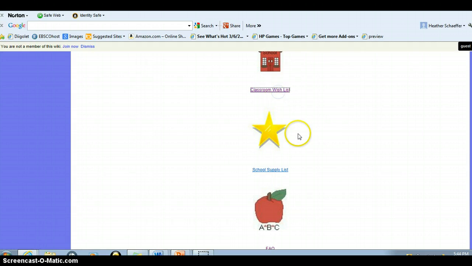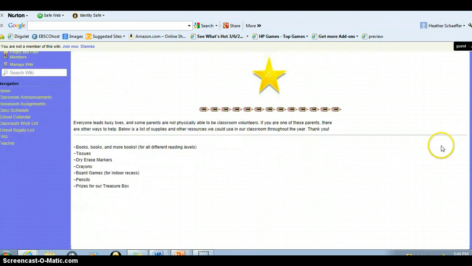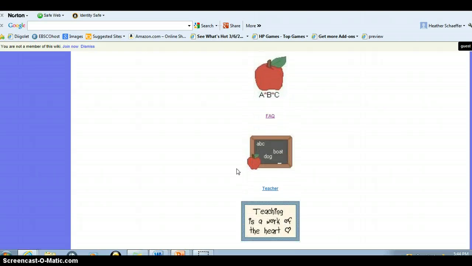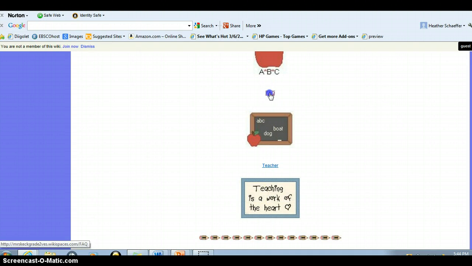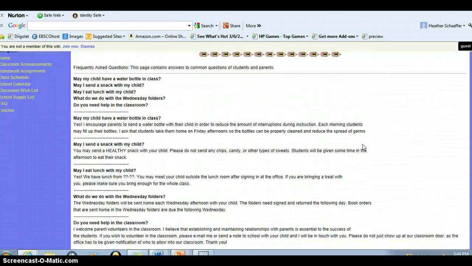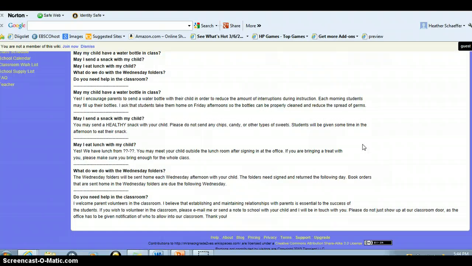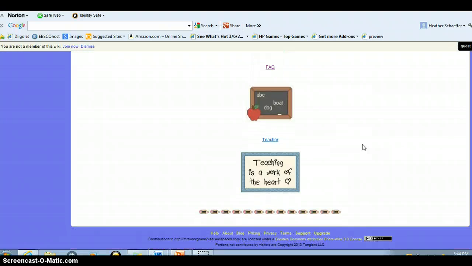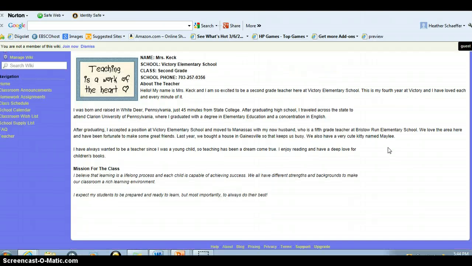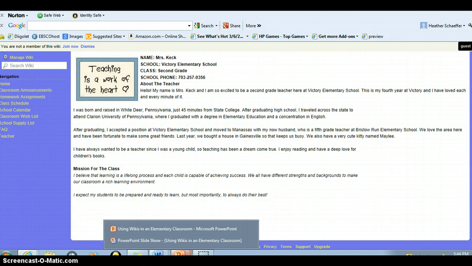Here she has a classroom wish list. Let's see if anything's on it. More books, dry erase markers, board games, things that you wouldn't necessarily call and ask for, but if anyone has some extras lying around, then they can offer to. Frequently asked questions: Is my child allowed to have a water bottle? Do you need help in the classroom? Just some questions that are really commonly asked. And the teacher. This is just an introduction to her, where she was born. It gives a more personal touch so the parents know all about you.